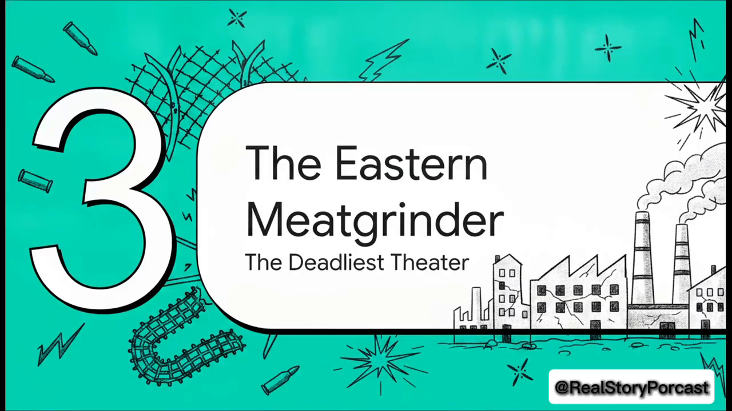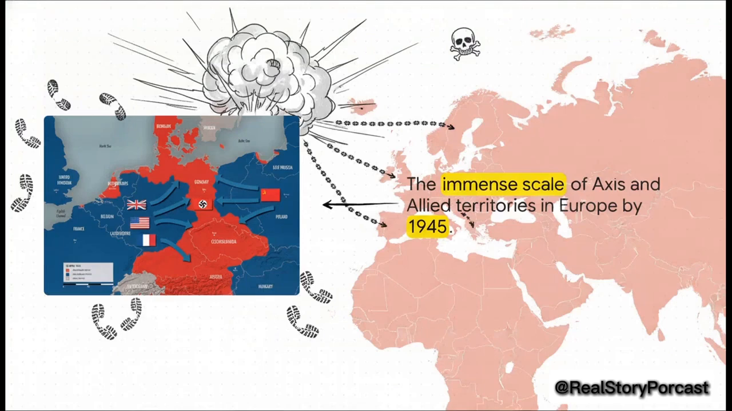Moving on to Section 3, the Eastern meat grinder. We're shifting focus now from high-level global politics to the brutal, ground-level devastation of the war's deadliest theater. The sheer geographical scale of this conflict across Europe was just immense.